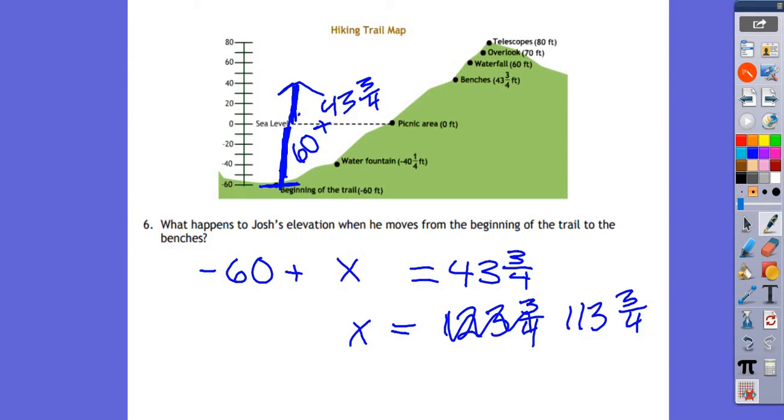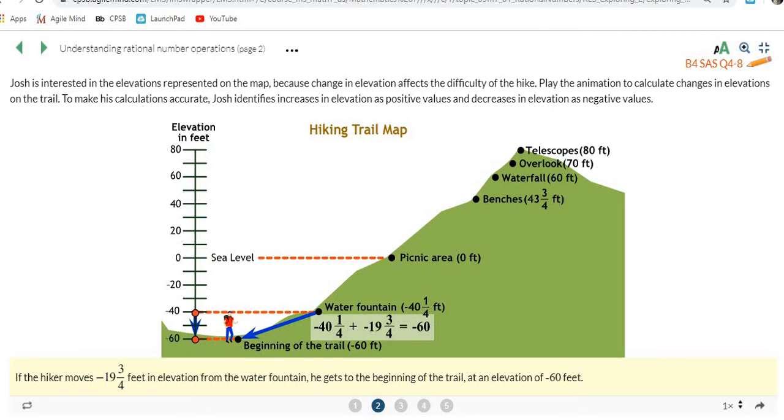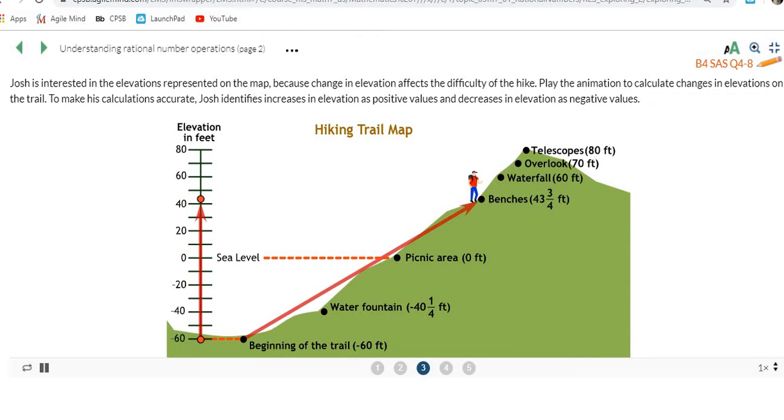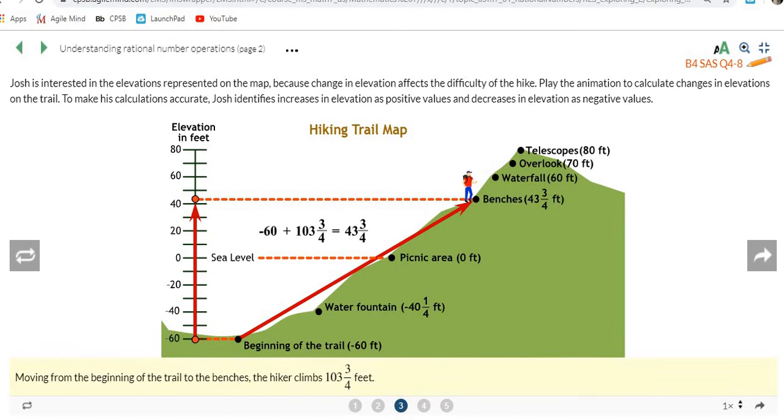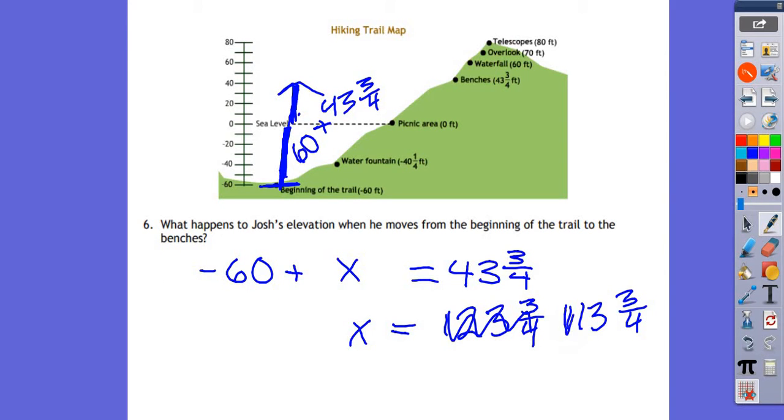I don't know. Let's see. He goes from the water beginning to the benches. 103 and 3/4. It is actually. I would have got it, but I was thinking of the 10 instead of the 3/4. Because I would do 60 plus 43. 60 plus 40 is 100. And then 3 is 103. And then I have to add a 3/4. So 103 and 3/4.